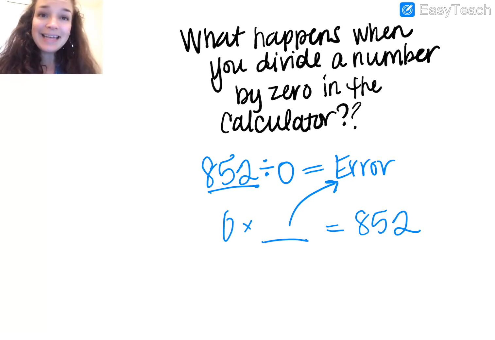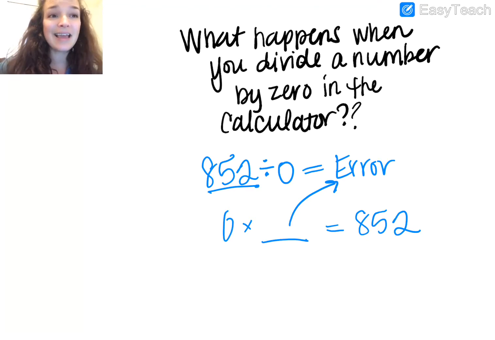So anytime, as you could see by doing your calculator at the same time I did my calculator and we got the same answer, anytime you divide a number, any number, by 0, you will always get an error for your answer.